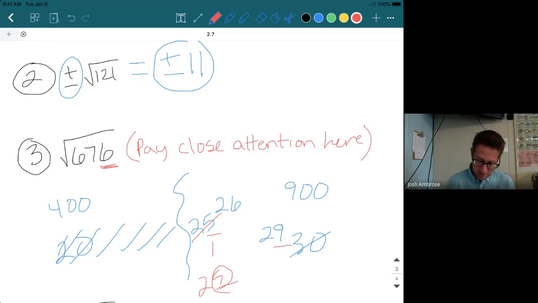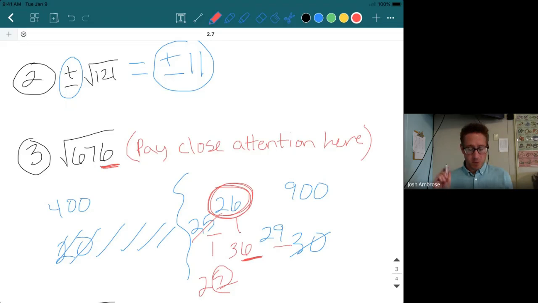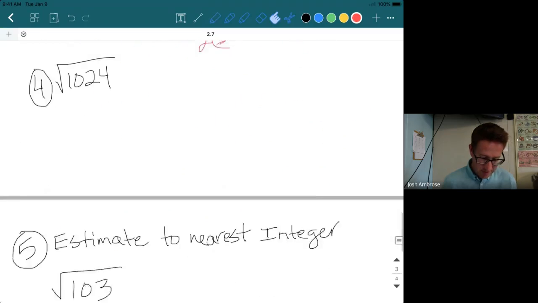And that's going to create 36. Bingo, bingo. The last numbers match up. Therefore, our answer is 26. Okay, now we're going to do one more of those so you can see what I'm talking about.